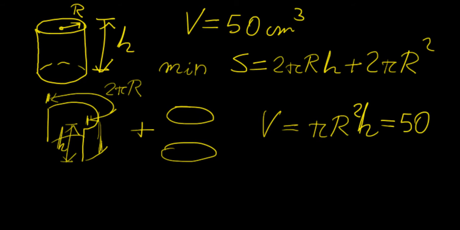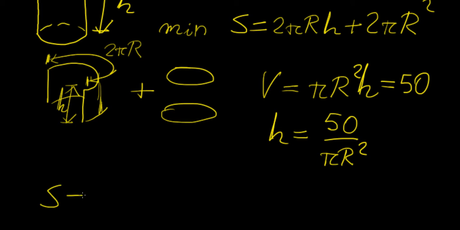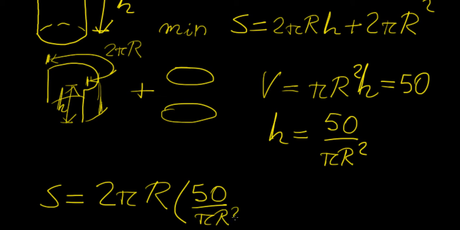So just as we did in the last video, what we need to do is express the function that we're optimizing in terms of a single variable. So in order to do that, we will use the constraint equation to find another expression for one of the variables in terms of the other. In this case, I'm going to make h the subject, and I'm going to express it as 50 over pi r squared. So now I'm going to substitute back into the surface area equation. So this is going to be 2 pi r times 50 over pi r squared plus 2 pi r squared.